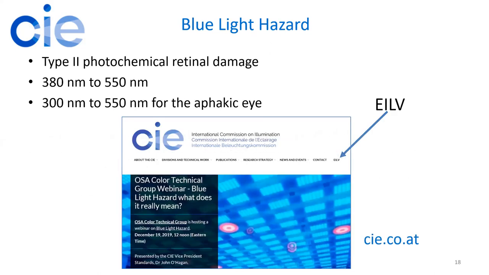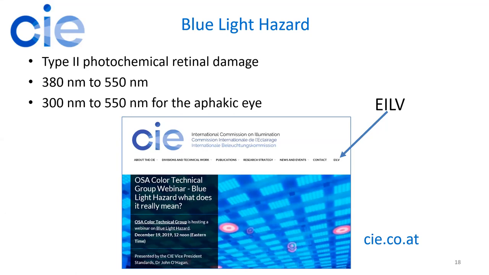Now, how do we define the blue light hazard, having defined that we don't know much about blue light and how we define blue light? What about the blue light hazard? Well, this is what we call type 2 photochemical retinal damage. This is damage where you get a high exposure in a relatively short period of time, like a day. And the wavelength region that we're really worried about is 380 nanometers to 550 nanometers. So it's extending below the vision threshold. And importantly, which I'll come back to later on, is for the aphakic eye. So if we don't have a lens, or a lens that's very young, then the transmission goes down to 300 nanometers.